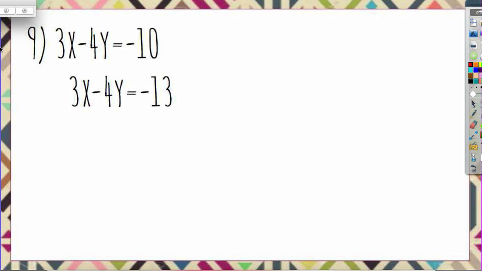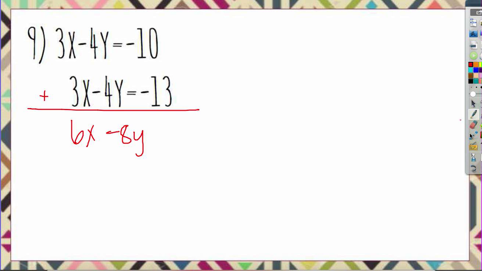Okay, so you and your partner are supposed to try numbers 9 and 10. Let's see how it went. Following the rules here, we know we've got to first check to see if x, y, equals, and constants are lined up, and they are. If we were to try and add right now, I'd have 6x and a negative 8y, so nothing canceled yet. We've got to make something cancel.